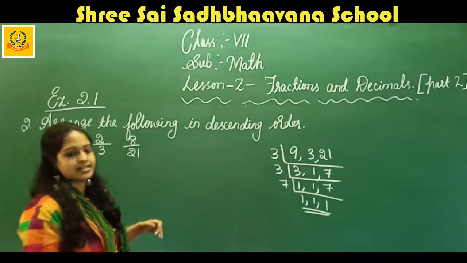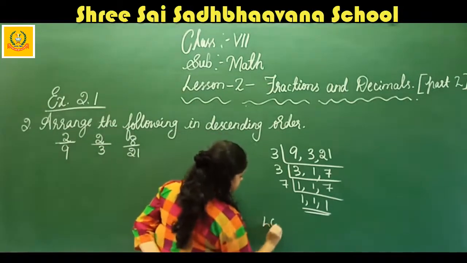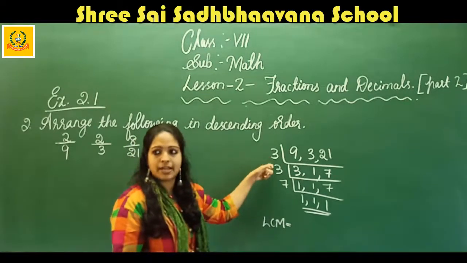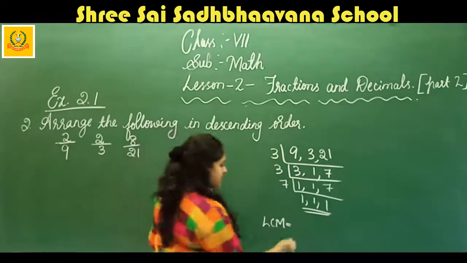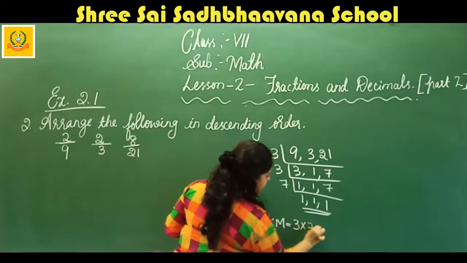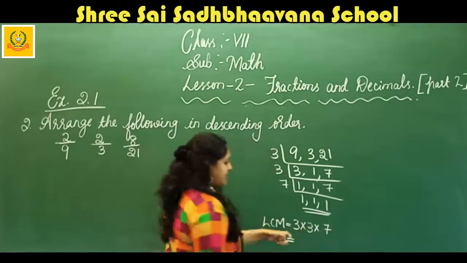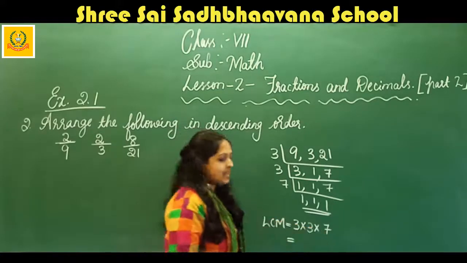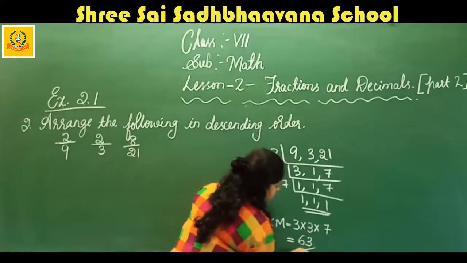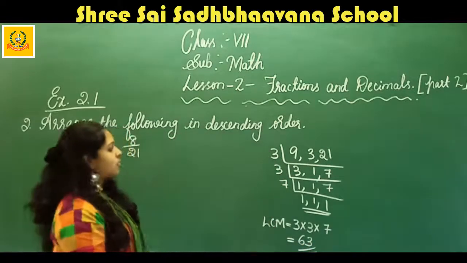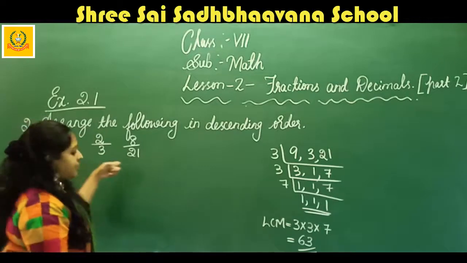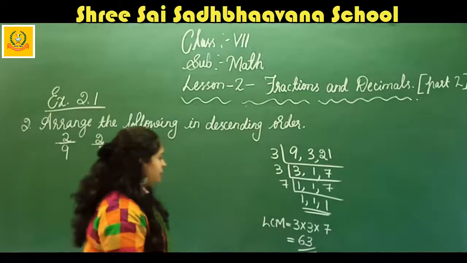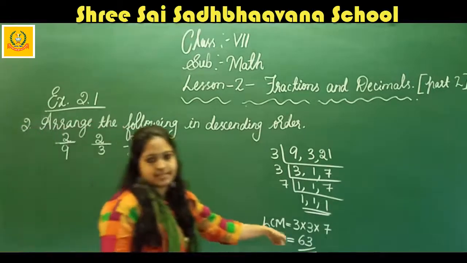Shall we see now what is the LCM? So what I have to do? In order to get the LCM, I have to multiply these numbers. 3 into 3 into 7. 3 3s are 9. 9 7s are 63. So this is our LCM now. Now what I have to do? I have to make all the denominators 63. Okay children.